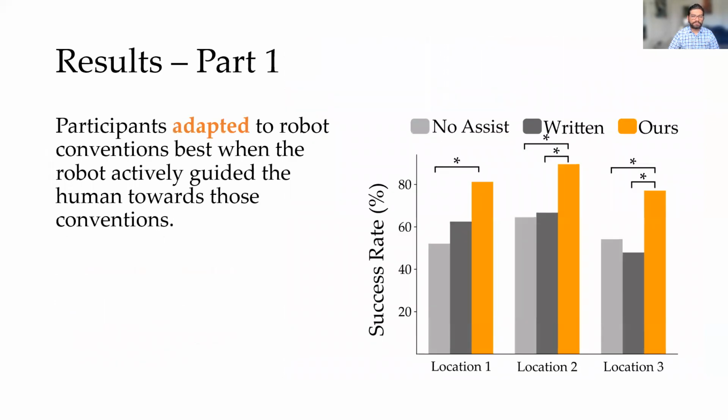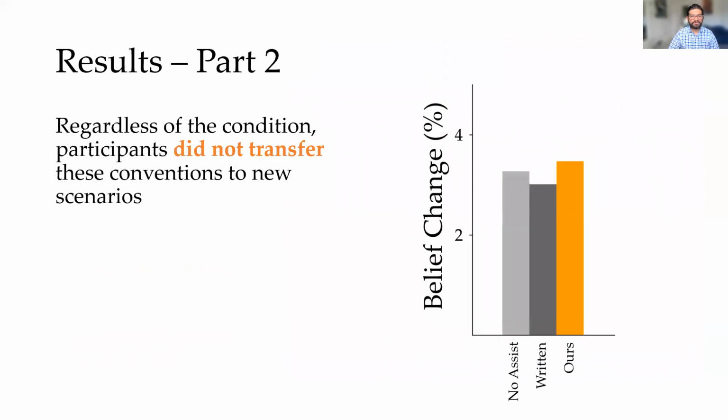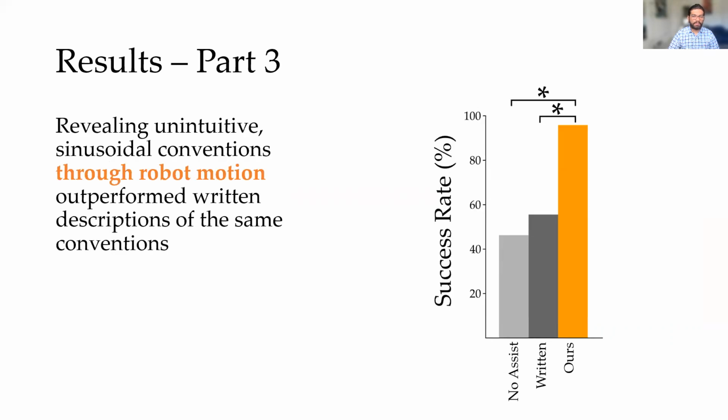In comparing across these methods, we found that people adopted the robot's convention best when the robot was actively guiding them. However, they did not transfer this learning to new scenarios. So they would only follow conventions when the robot showed them what the convention was. And finally, when the robot has complex or unintuitive conventions, people were able to pick up the robot's convention when they were able to visually see what the convention was.